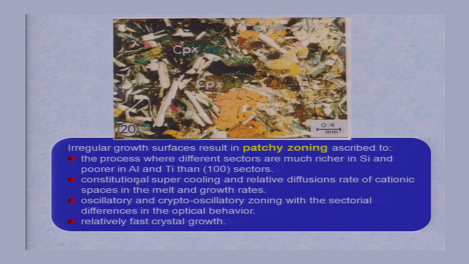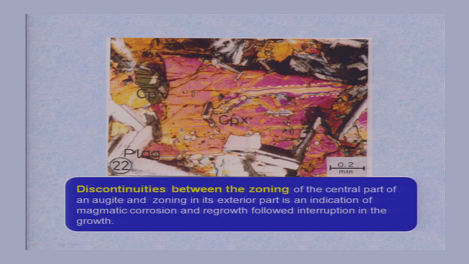If you find such features in any unknown rock, these are the four important reasons that may contribute to the formation of this rock. Now, I am citing an example of discontinuities between the zoning. See this white dotted line; this shows discontinuities between the two types of zoning.